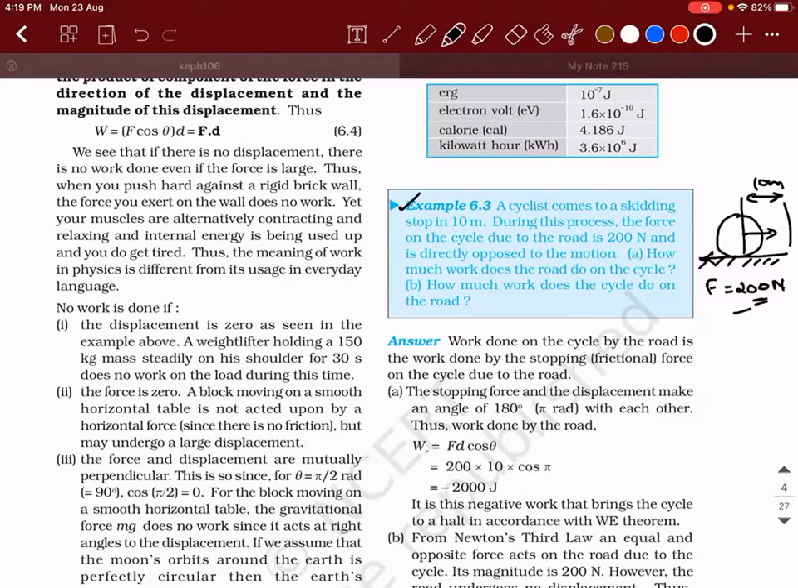So what is the work done by this force? How much work does the road do on the cycle? The force applied by the road is 200, and this 200 is acting for a distance of 10 meters into cos of how much? 180. It's going to be a negative work because it's 180, obviously friction. So it is going to be minus 2000 joule. See, pi here refers to 180. I hope you know. So that is minus 2000 joule.